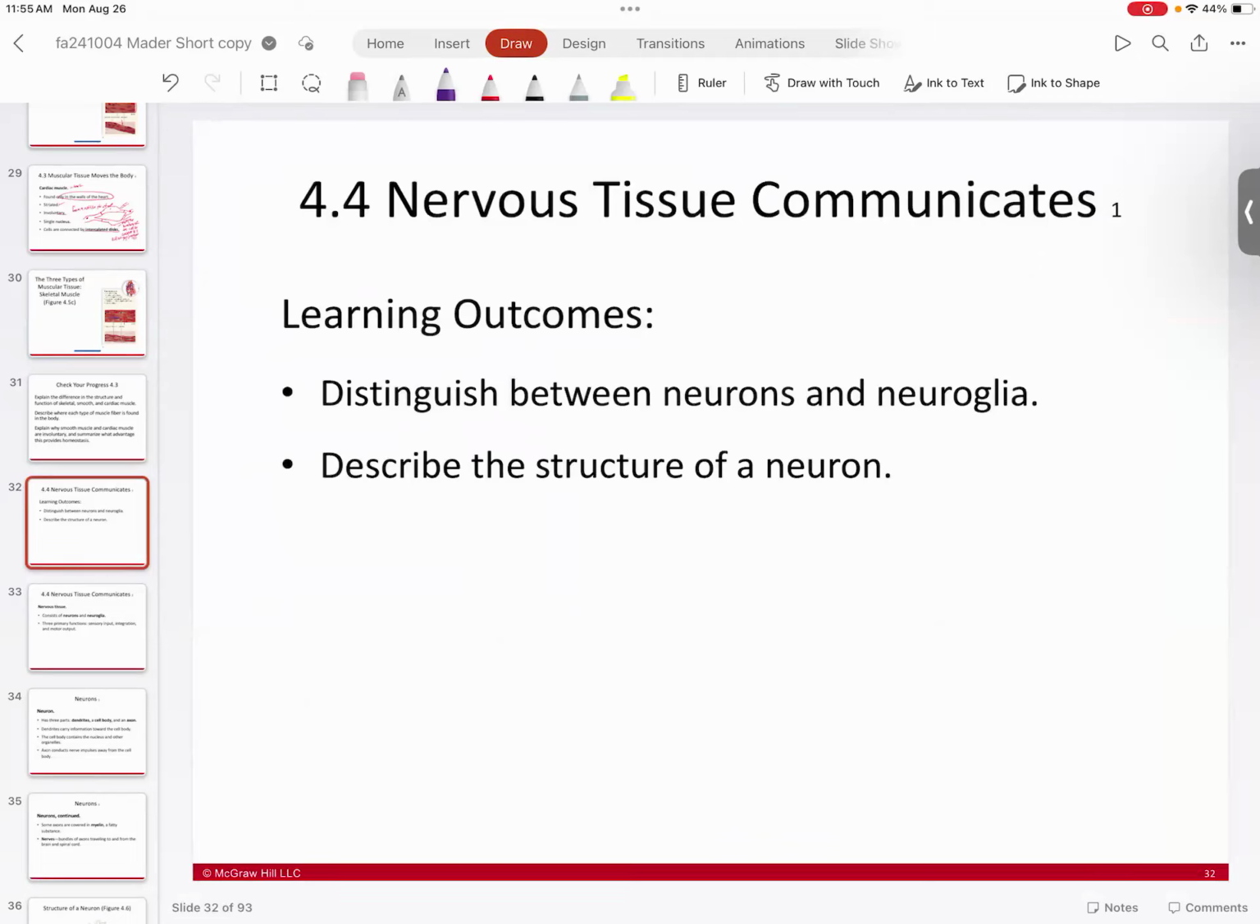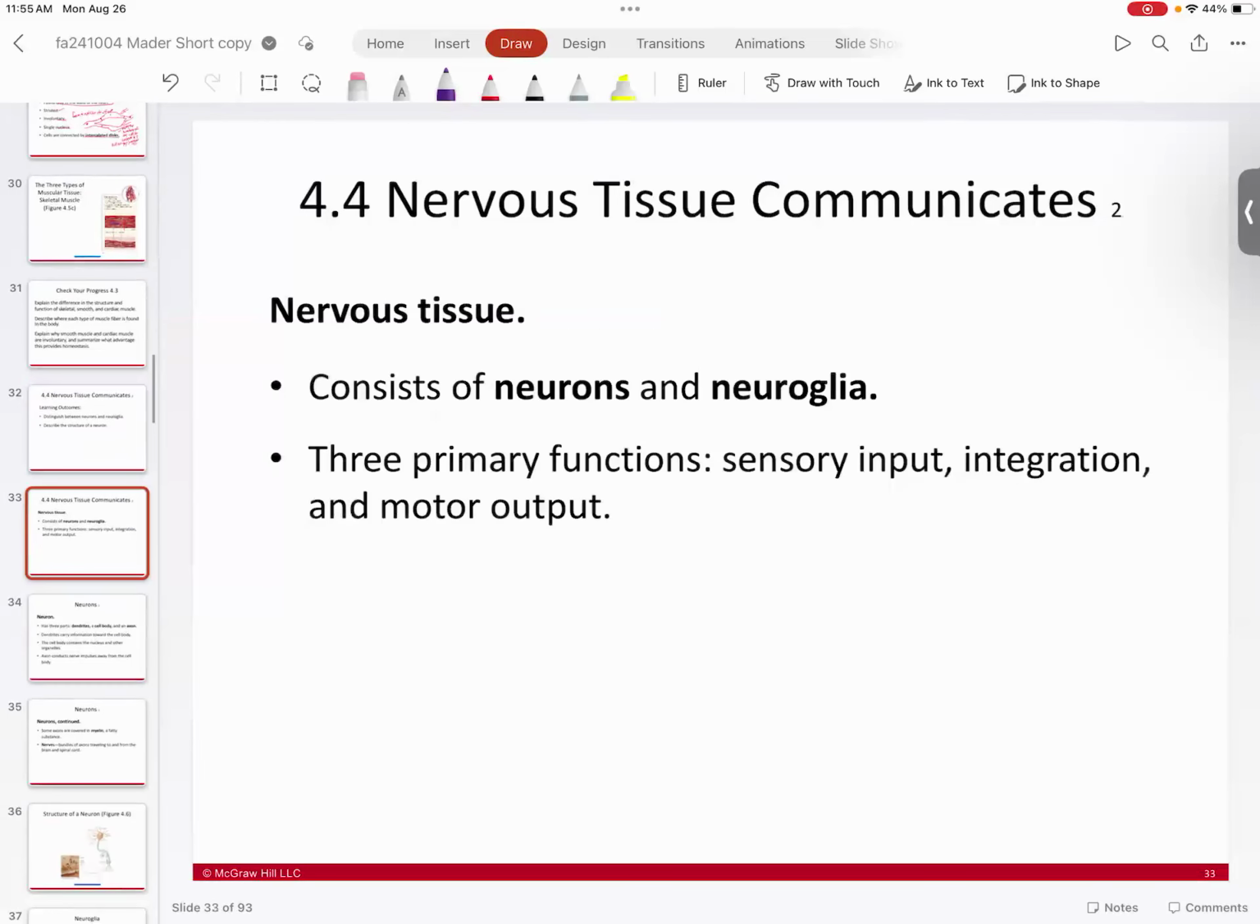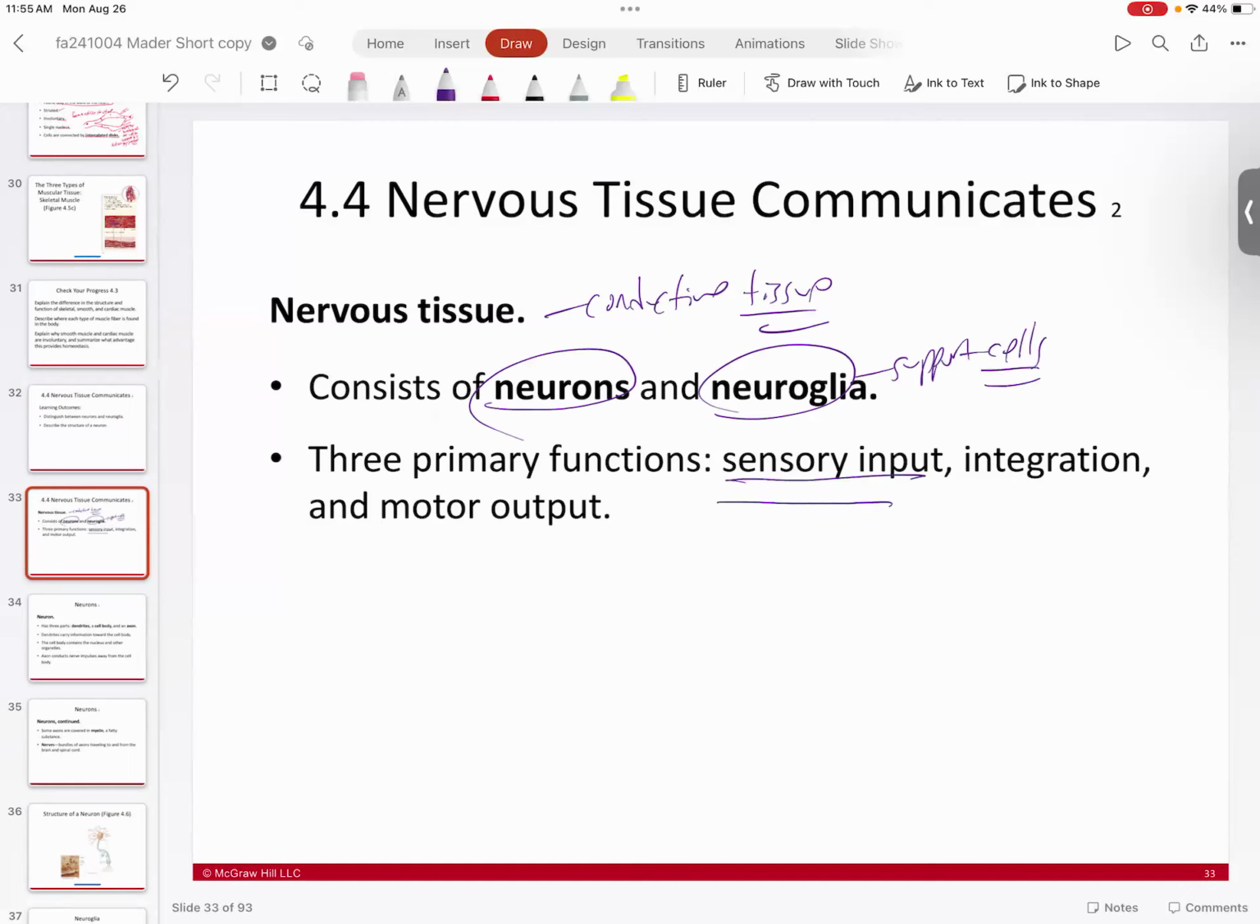Okay, so that's two tissues. Now let's take a look at nervous tissue. Nervous tissue is basically conductive tissue. It consists of the primary cells, neurons, and its support group, neuroglia. What it normally does is take in sensory input, do the integration of that sensory input, and be responsible for the motor output.